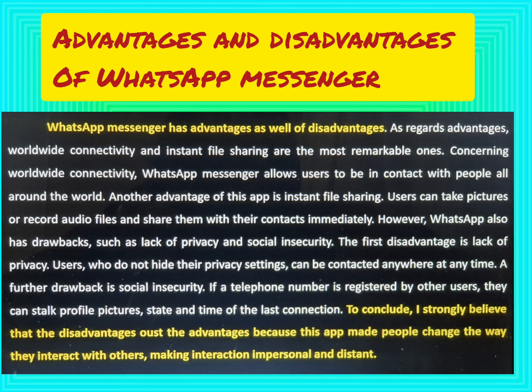However, WhatsApp also has drawbacks, such as lack of privacy and social insecurity. The first disadvantage is lack of privacy. Users who do not hide their privacy settings can be contacted anywhere at any time. A further drawback is social insecurity. If a telephone number is registered by other users, they can stalk profile pictures, date, and time of the last connection. To conclude, I strongly believe that the disadvantages outweigh the advantages because this app made people change the way they interact with others, making interaction impersonal and distant.